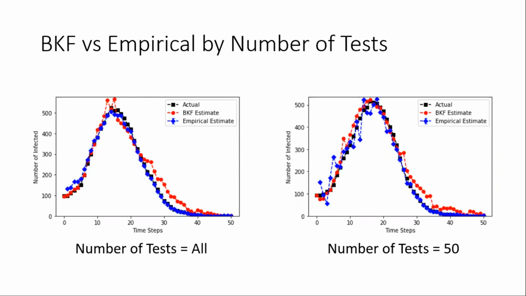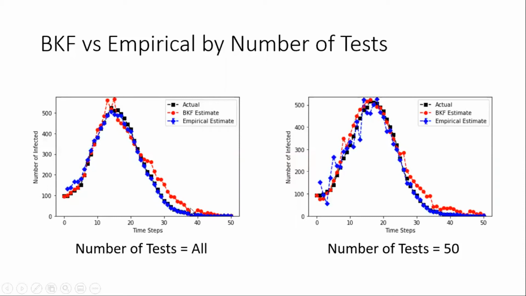So here we have two comparisons of the BKF particle estimate to the empirical estimate, which is simply the ratio of the number of positive tests versus the total number of tests taken at each time step. In this first plot, we are assuming that at every time step, say every day, the number of tests is equal to every single individual. That is to say, we are assuming at every day we are able to test every single person. And if we are able to do so, we can see that the empirical estimate tends to be slightly better on average than the BKF estimate.